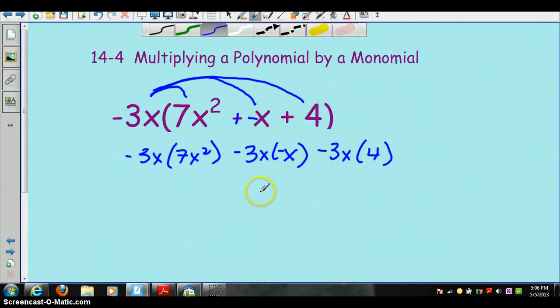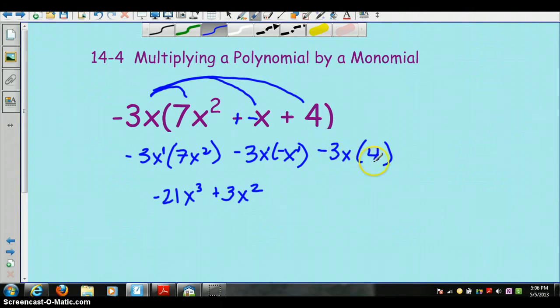Remember, when we're multiplying variables, we're adding the exponents. So there's an imaginary 1 right here. And the coefficients you can go ahead and multiply. So it's going to be a negative 21x to the third. And then we have a negative 3 and a negative 1 because there's an imaginary 1 here, and imaginary 1s on the x's, so that's going to be a positive 3x squared.